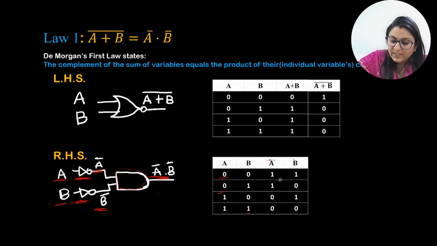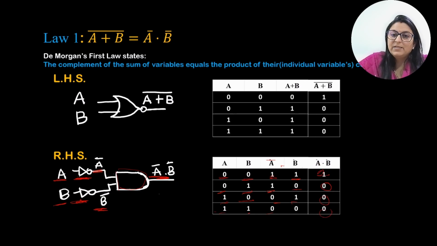So 0, 0 we are getting 1, 1 and 1, 1 we are getting 0, 0. B and b bar. So reverse of this, 0 is 1, 1 is 0. Okay. Now a bar into b bar. So 1 into 1, 1, 1 into 0, 0, 0 into 1, 0 and 0 into 0, 0. So this proves that LHS is equals to RHS.